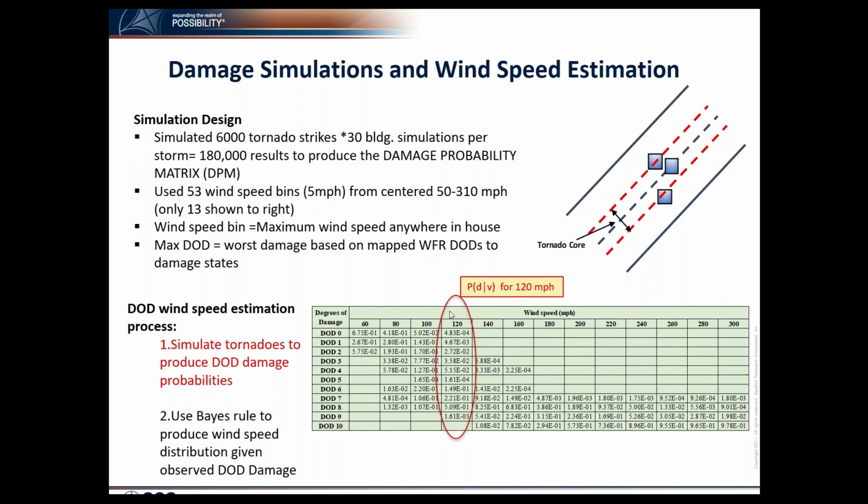It is for 53 wind speed bins and for the 50 to 310 mile per hour range. Each of the wind speed bins tells the maximum wind speed that the house experienced during the tornado strike. So once we have this table, we use Bayes' theorem to reverse it to get the wind speed distribution for a given damage state.